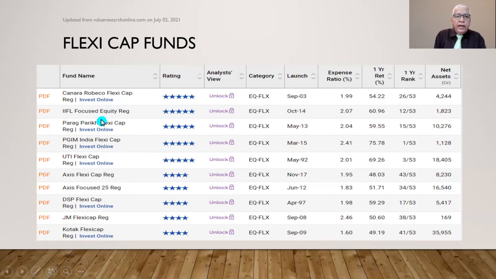Canara Robeco, IIFL Focused Equity Fund, Parag Parikh Flexi Cap Fund. This fund also invests in the US market to some extent. PGIM India Flexi Cap and UTI Flexi Cap. These 5 funds are recommended to you because they are all 5-star funds. Their asset base is also quite substantial, ranging from about 1,000 crore rupees in case of PGIM to about 18,000 crore rupees in case of UTI Flexi Cap. And yet they are 5-star, so their performance is very good.